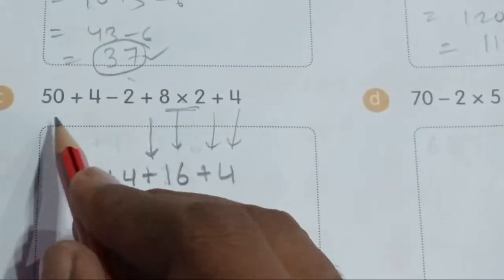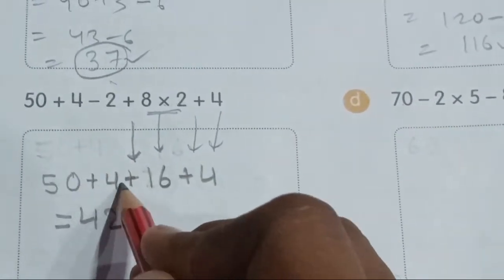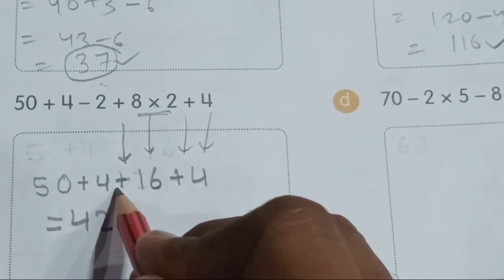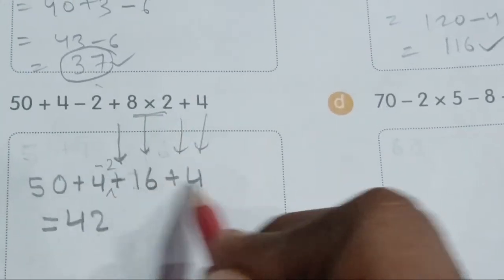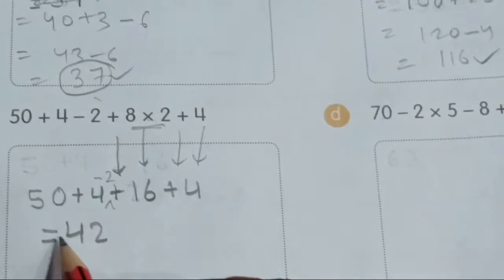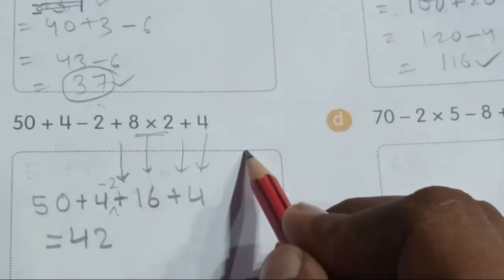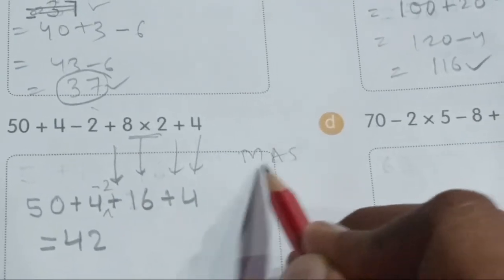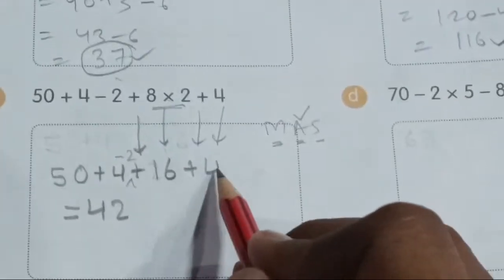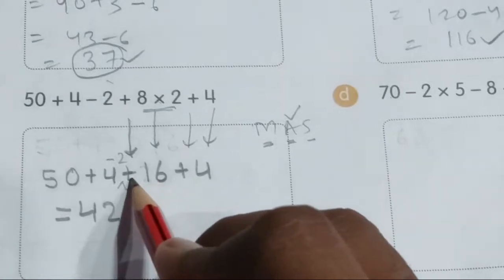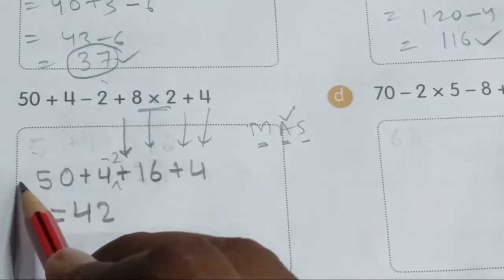So the 50 is here, plus 4 is here, minus 2 is missing here. So you'll write minus 2 here, and after the plus, it was a 16. Okay, let it be. So now will come multiplication. In BODMAS, multiplication is over, then addition and then subtraction. So addition is before this 4 and this before this 16, before this 4 and before 50 also.